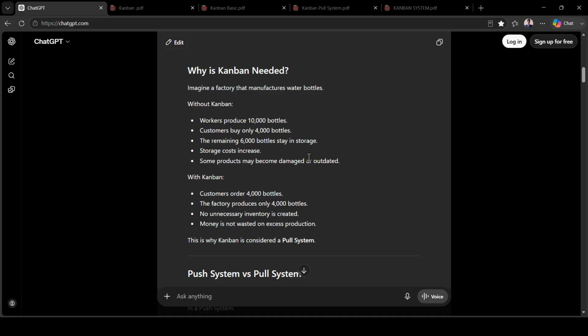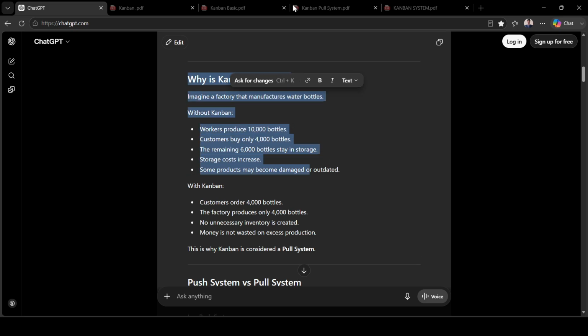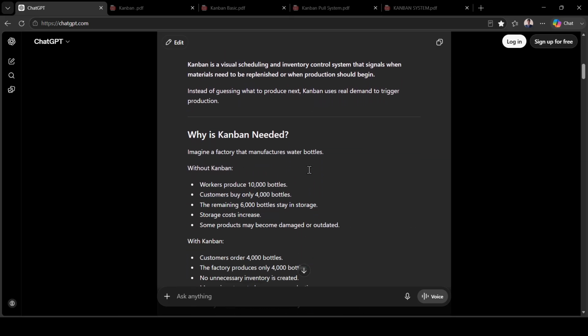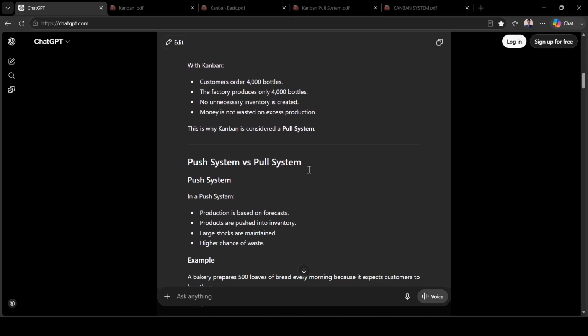So with Kanban, customers order 4,000 bottles. The factory produces only 4,000 bottles. No unnecessary inventory is created. Money is not wasted on excess production. This is why Kanban is considered a pull system.